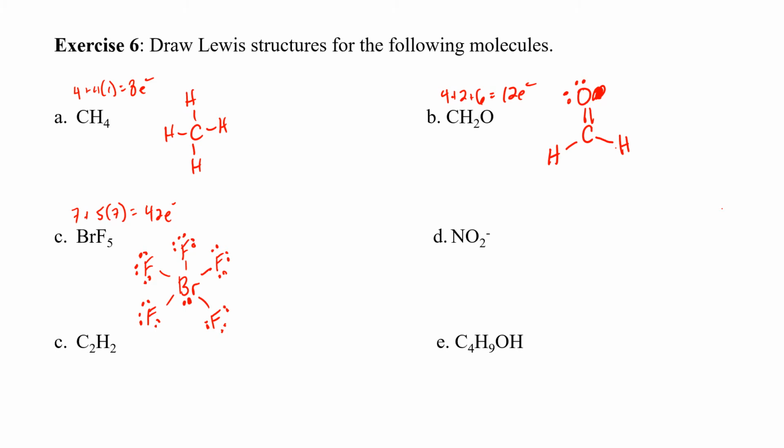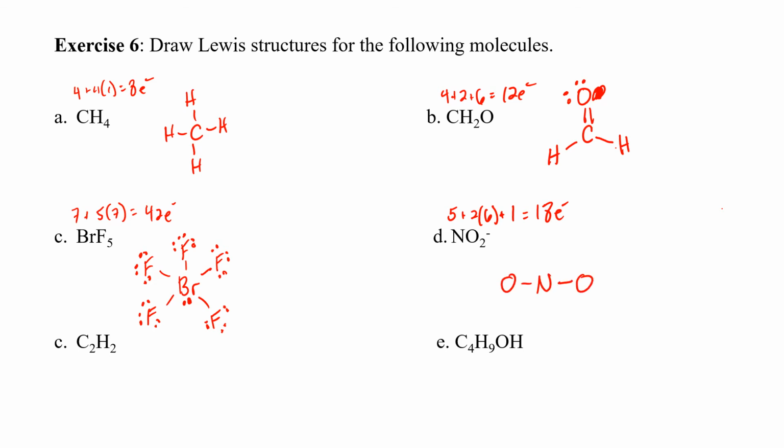Next, let's look at the nitrite ion. 5 plus 2 times 6, and that negative charge means we add an electron. That's 12 plus 6, that's 18 electrons. Nitrogen goes in the center. We're going to attach our oxygens with a single bond.